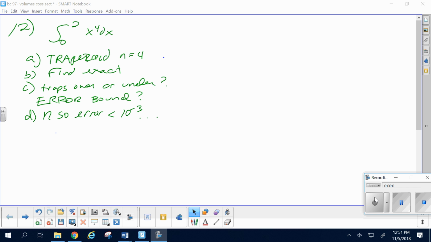With n equal to 4, find the exact answer by integration. Is it an over or underestimate, and what is the error bound? And find how many trapezoids are required to get the error less than 10. Third, right, small. That's a lot.